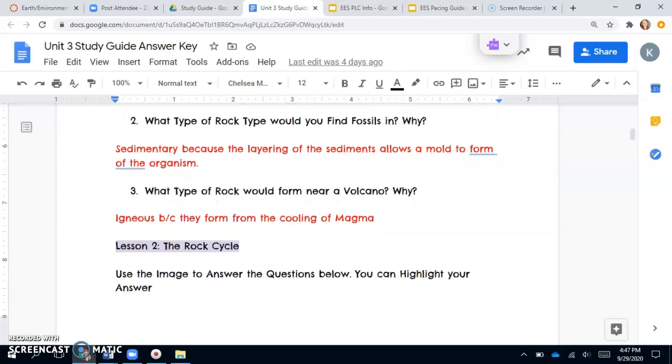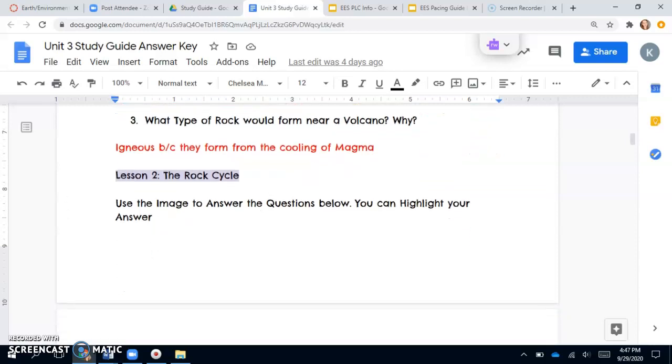So question 2 says, what type of rock would you find fossils in, and why? So the answer here would be your sedimentary rock, because the layering of the sediments allows a mold to form around the organism. So the only type of rock where you would find fossils would be sedimentary.